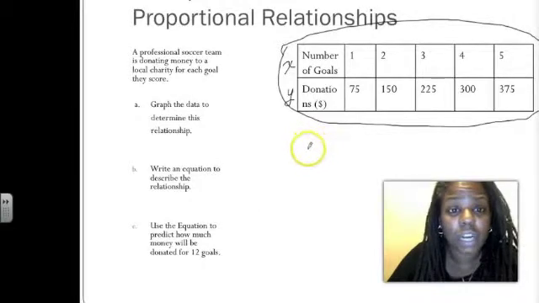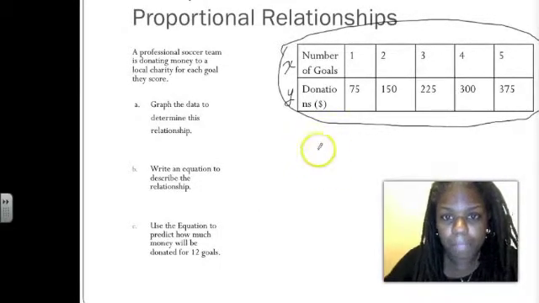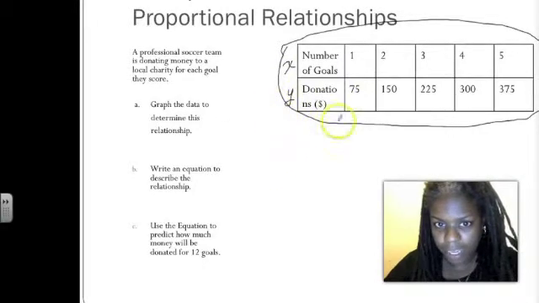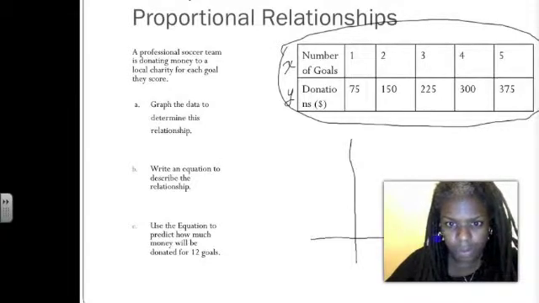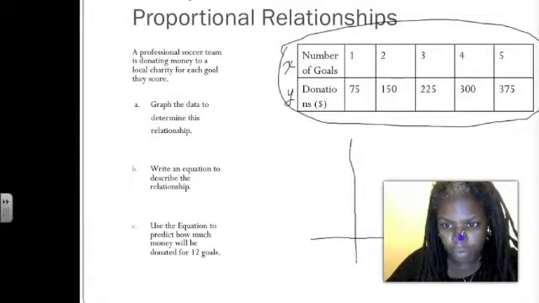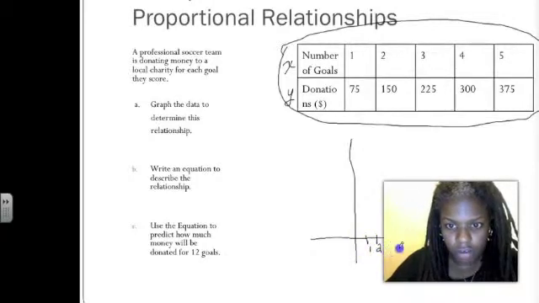The first one says, graph the data to determine the relationship. So when we graph the data, I'm not going to do a really good job of graphing, but I'm going to try. Here's my x and y-axis. My x-axis is going to correspond to the number of goals, so I'm going to put an x here, and I'm going to mark off spaces that are as equivalent as I possibly can to represent the number of goals. That's 1, 2, 3, 4, 5, 6, and so on.